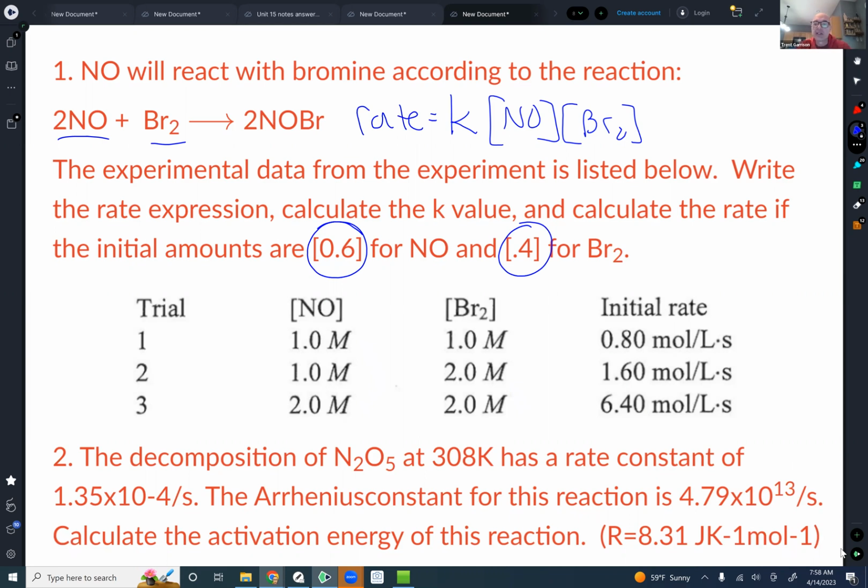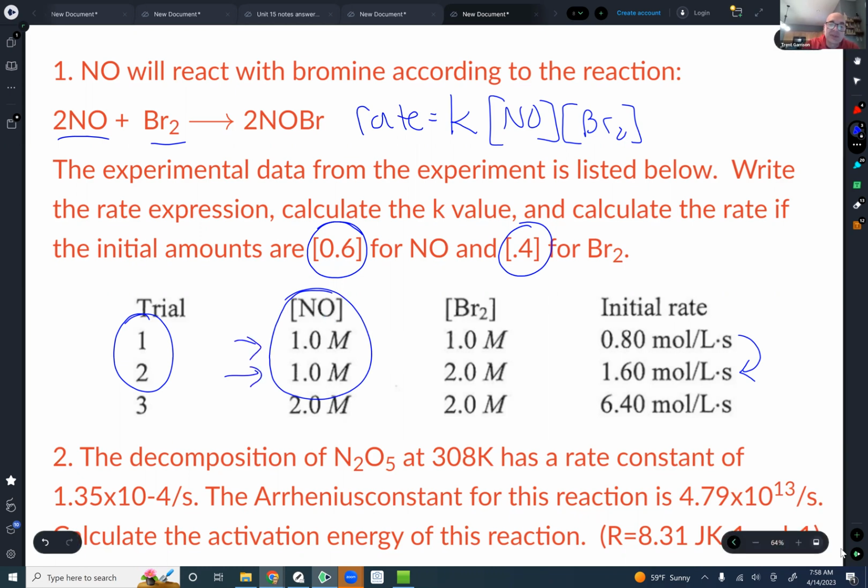So here we go. Let's now do a little bit of math. It's not challenging. What we're going to need to look at is let's compare trials 1 and 2 and see who caused the rate to change. Notice it started at 0.8, now it's at 1.6. Well, what caused that? It is not because of NO, because if you look at NO, it's the same amount. If I use the same amount, I shouldn't see a change in the rate. But what did change is the bromine.